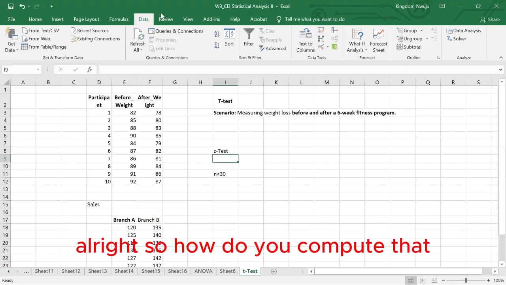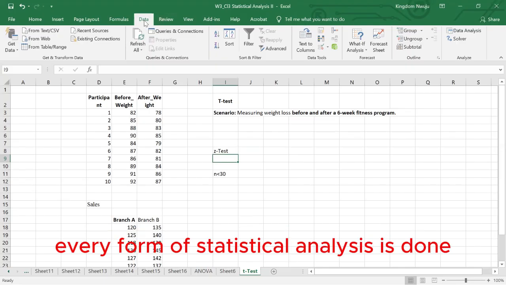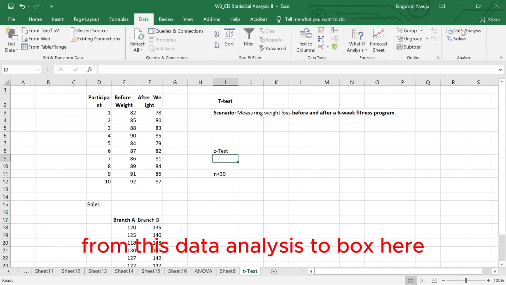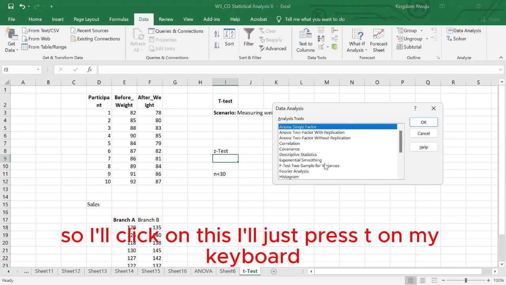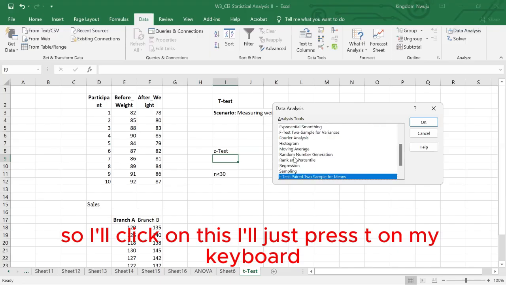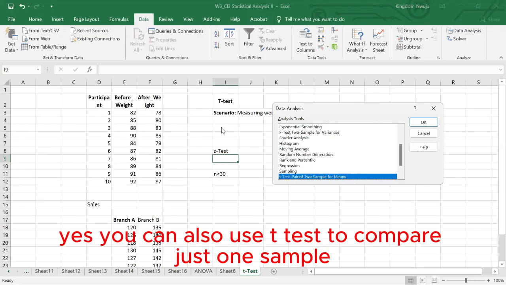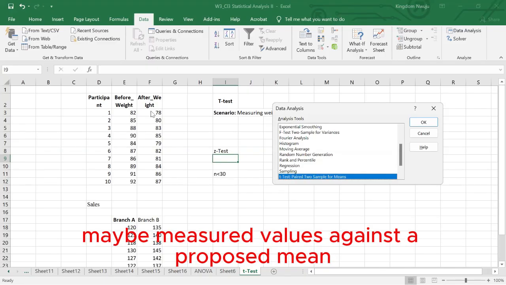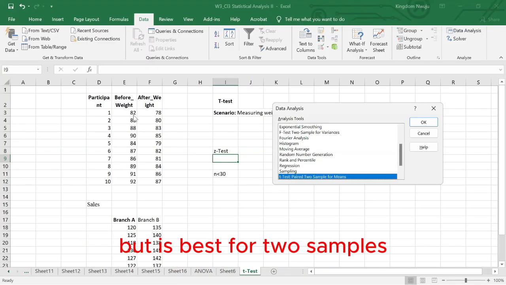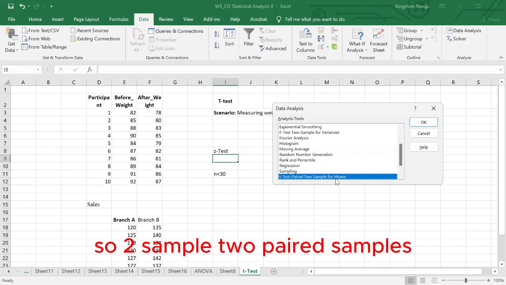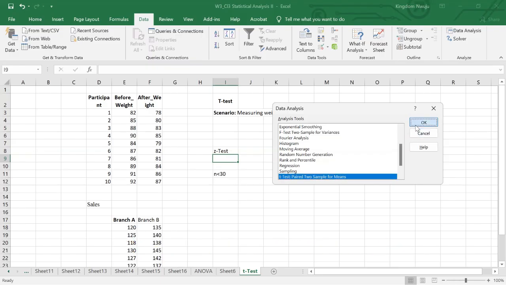All right. So how do you compute that? Every form of statistical analysis is done from this data analysis tool box here. So I'll click on this. I'll just press T on my keyboard. You see, t-test paired two samples. Yes. You can also use t-test to compare just one sample, maybe measured values against a proposed mean, but it's best for two samples. So two paired samples.